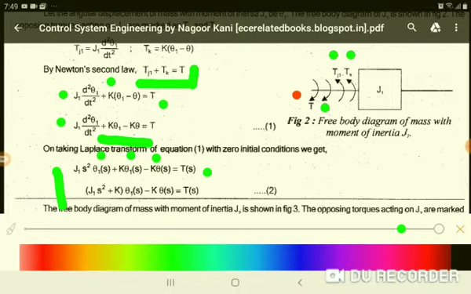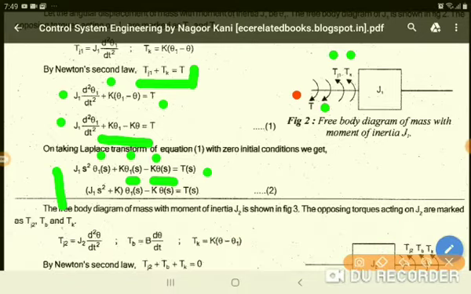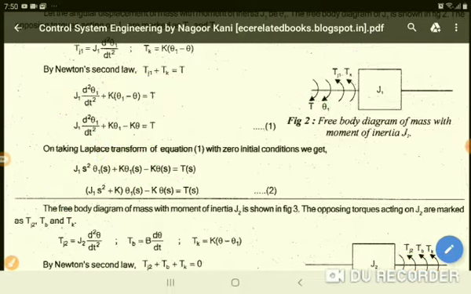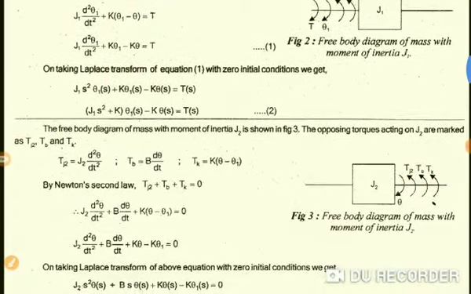By taking all the theta 1 terms and theta of s terms, why? Because we need only theta of s by T of s, we won't need theta 1 of s. So find theta 1 of s and substitute, as per the procedure. Let this be equation number 1 and 2.